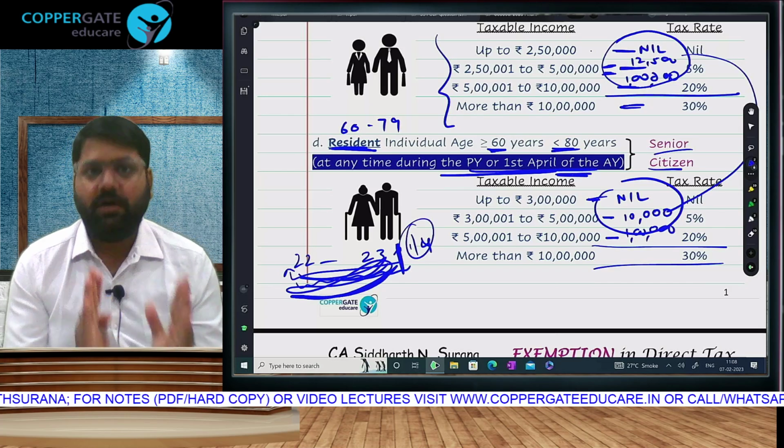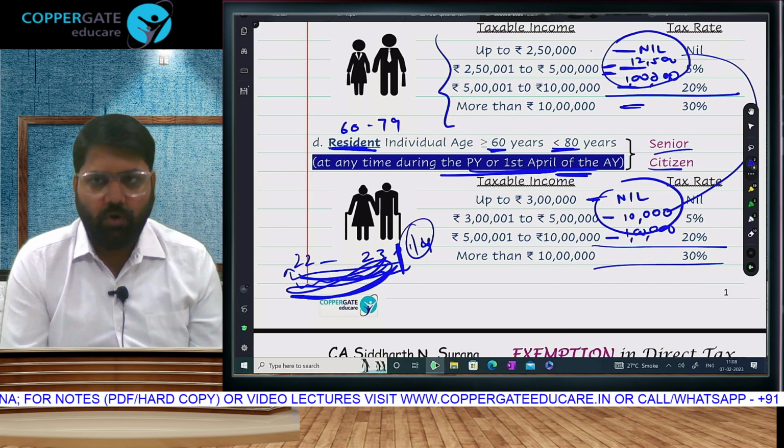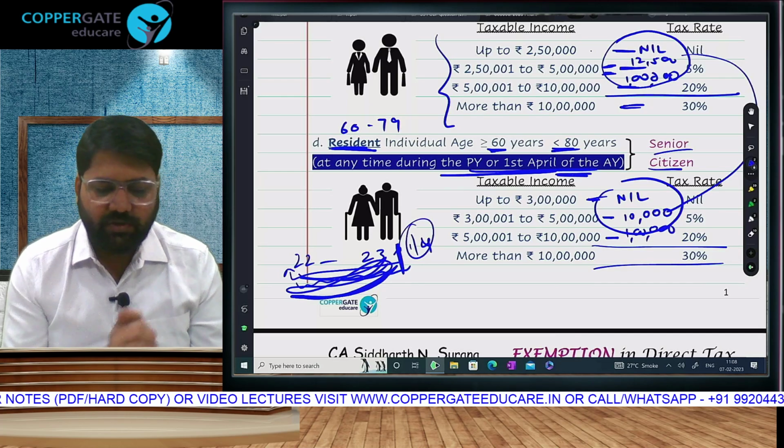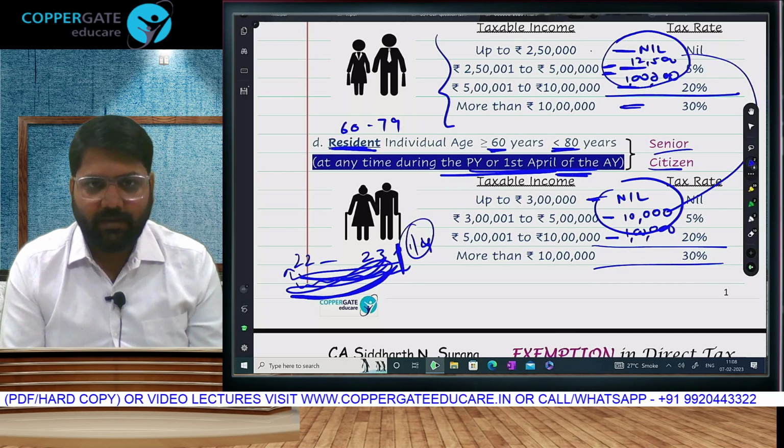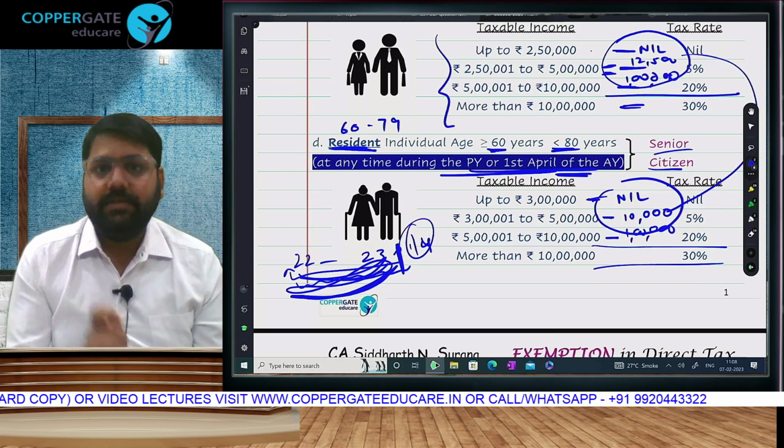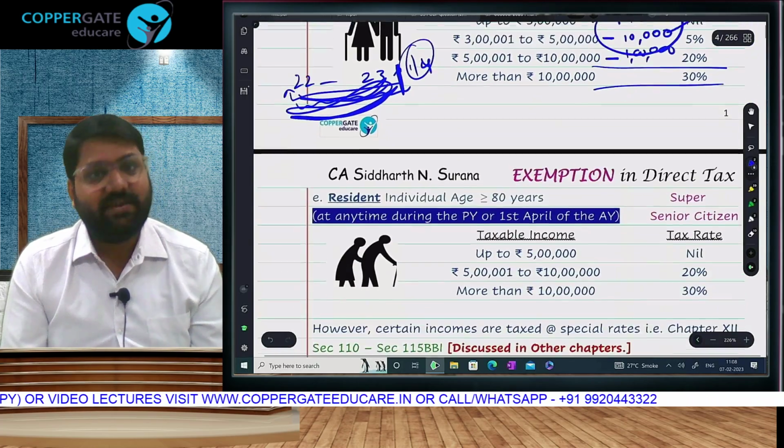Of course, till now the old regime is going on. We will go to the new regime in some time. So this is the tax that is going to be applicable to resident senior citizen 60 to 79.